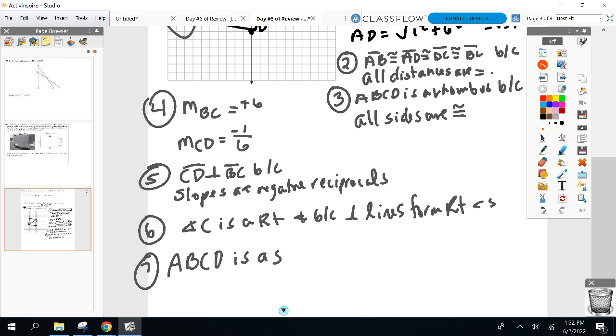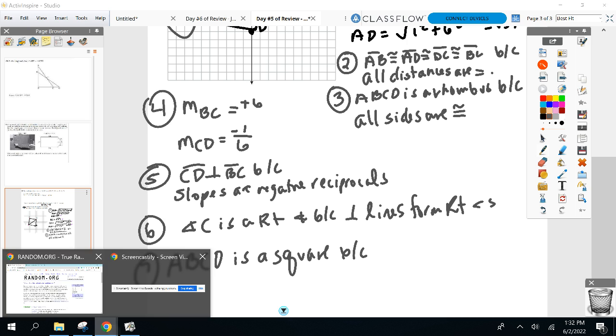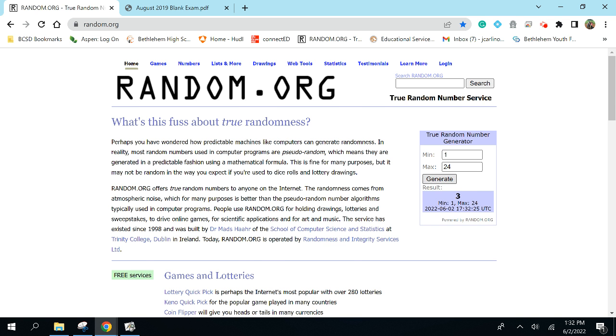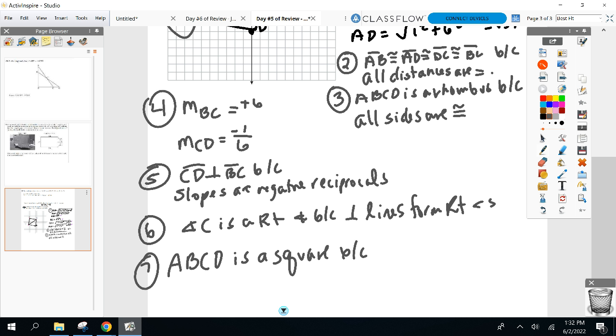I'm going to look for somebody, though, to give me a nice why. It's a square because... Got anything for me, Eva? Go ahead. Because it's a rhombus with one right angle. Perfect. Because it's a rhombus with one right angle.